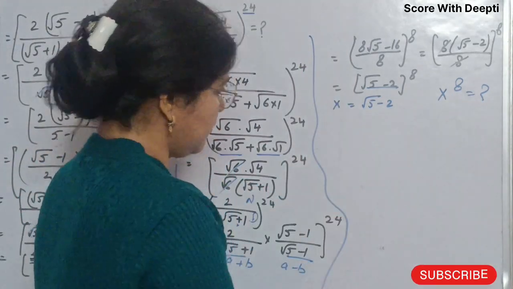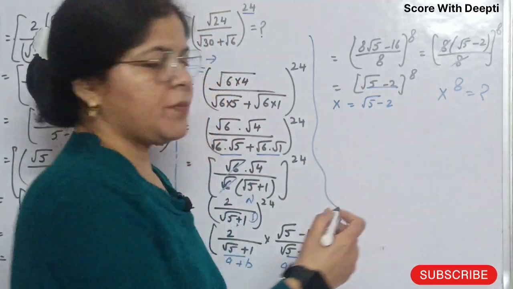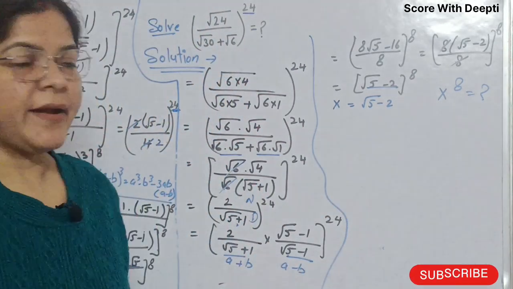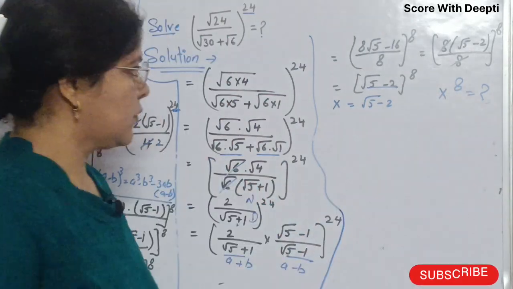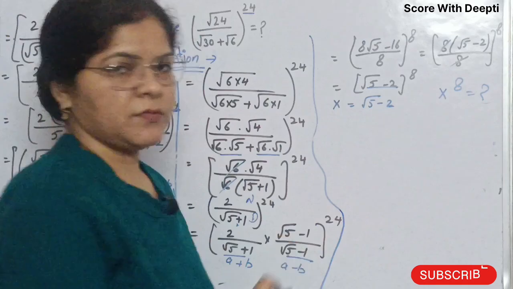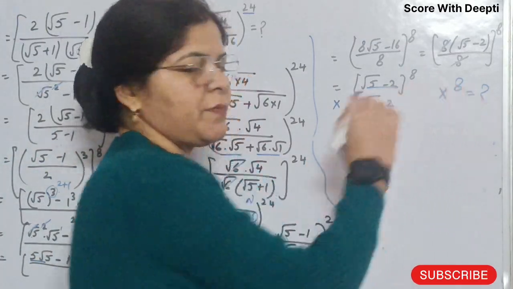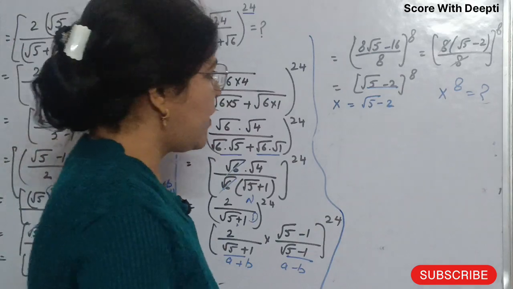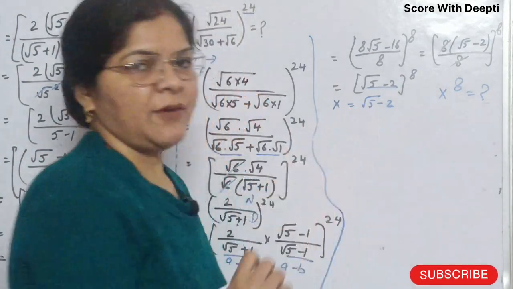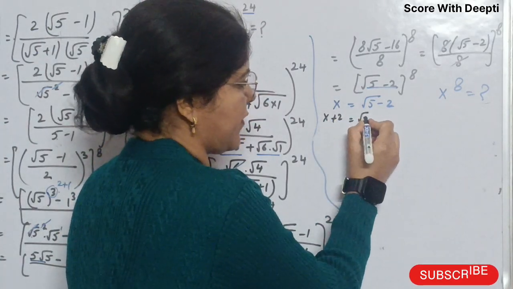Next, we try to make x into x to the power 8, which means we take the square on both sides again and again and get x to the power 8. Now first we have to solve this equation, and after solving it we get the value of x to the power 8. The first step is to move this minus 2 to the left hand side, and here we get x plus 2 equal to √5.